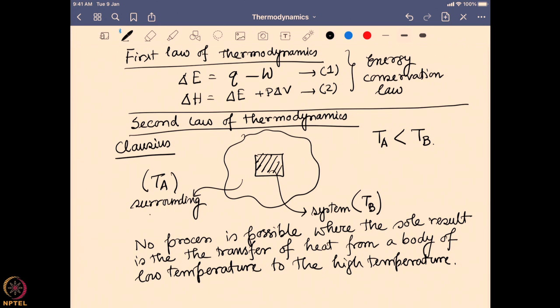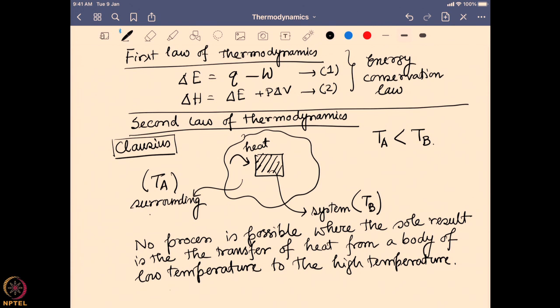It seems quite obvious because we generally know that heat moves from high temperature to low temperature. But this is saying that it is not possible if that is the only thing happening, or if nothing from the outside tunes the process, the heat cannot go from low temperature to high temperature. So in this case, the heat cannot go from the surrounding to the system if nothing else is happening, because the surrounding temperature is lower than the system temperature. This is how Clausius defined the second law of thermodynamics.